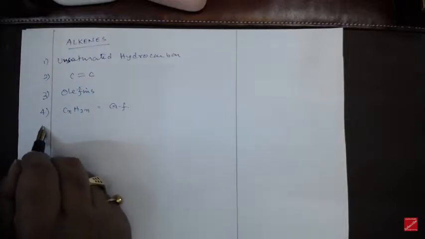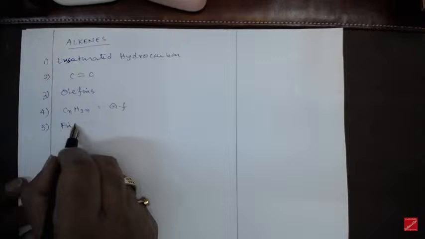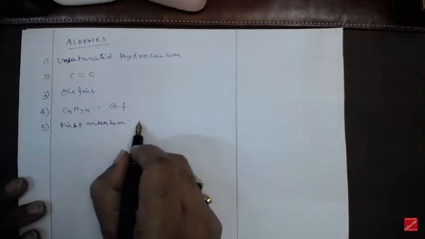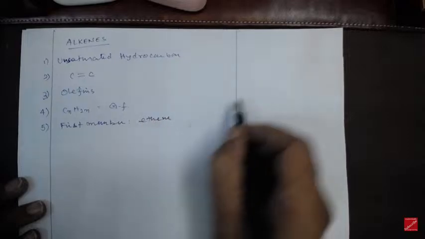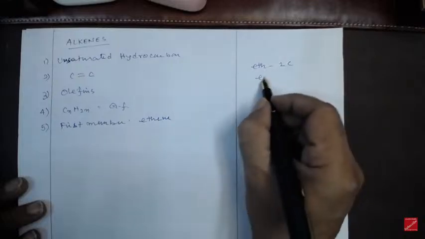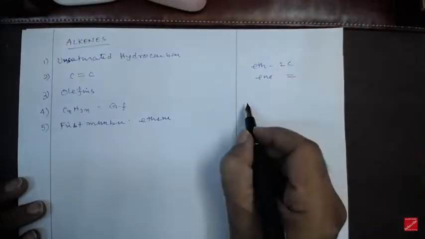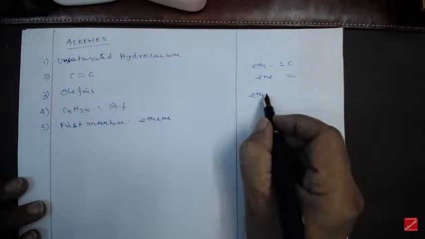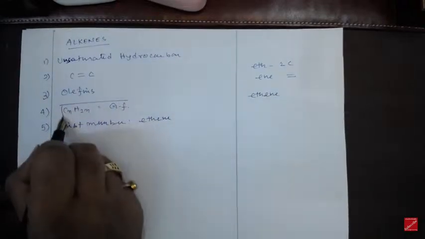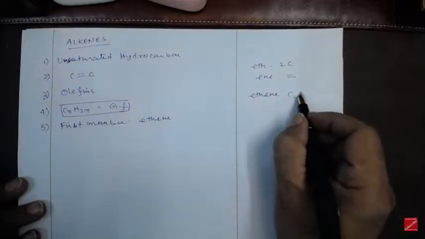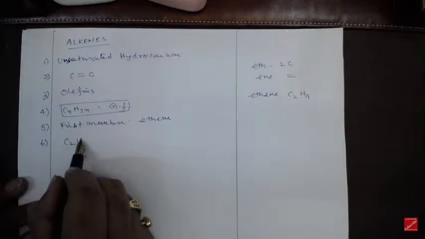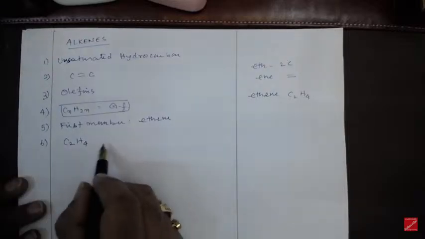The first member of this group is ethene. Eth means we already know 2 carbon atoms. Ene means double bond. So ethene, eth plus ene. What is the general formula? CnH2n. So C2H4. Okay. So C2H4, that is ethene.